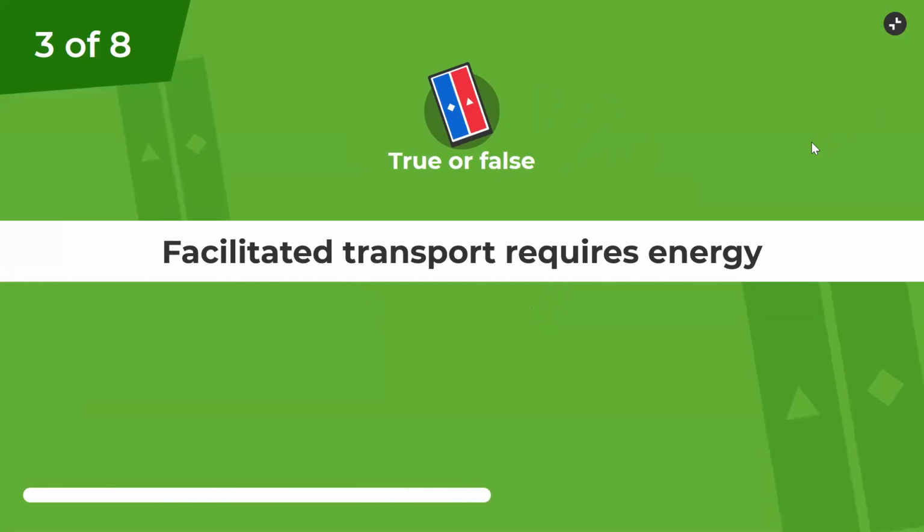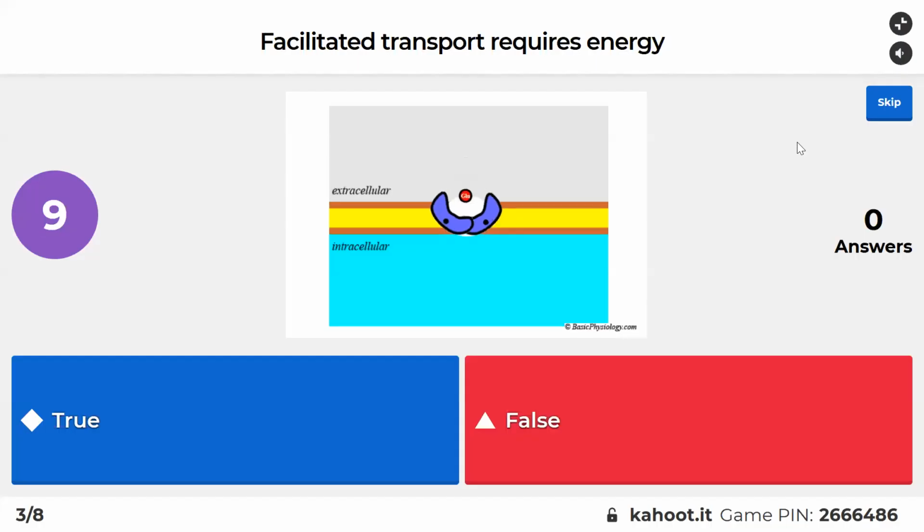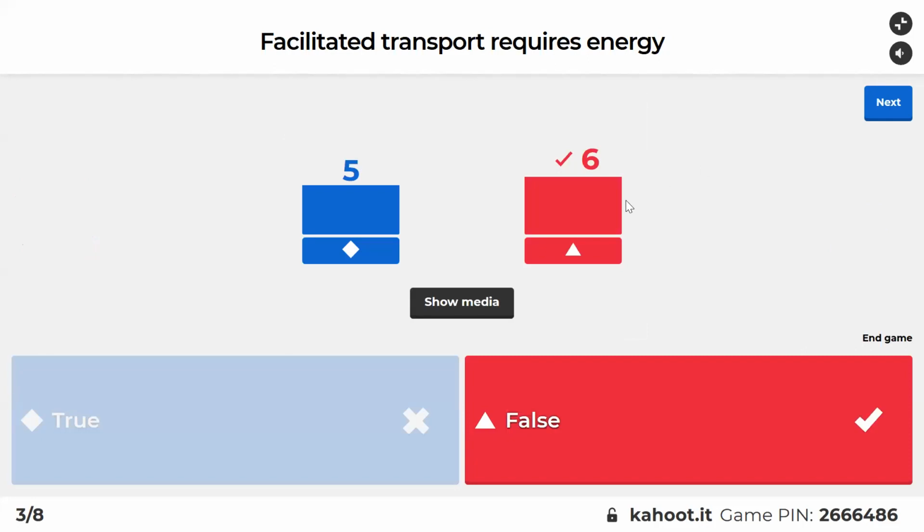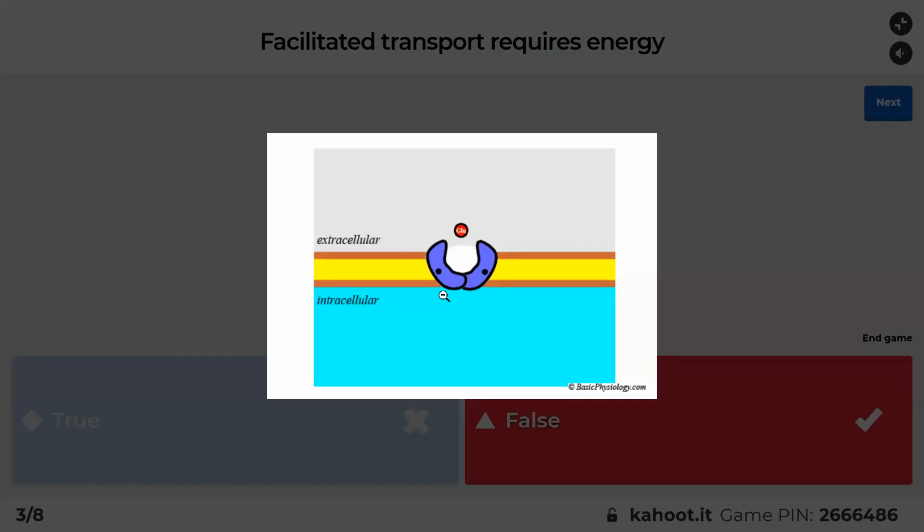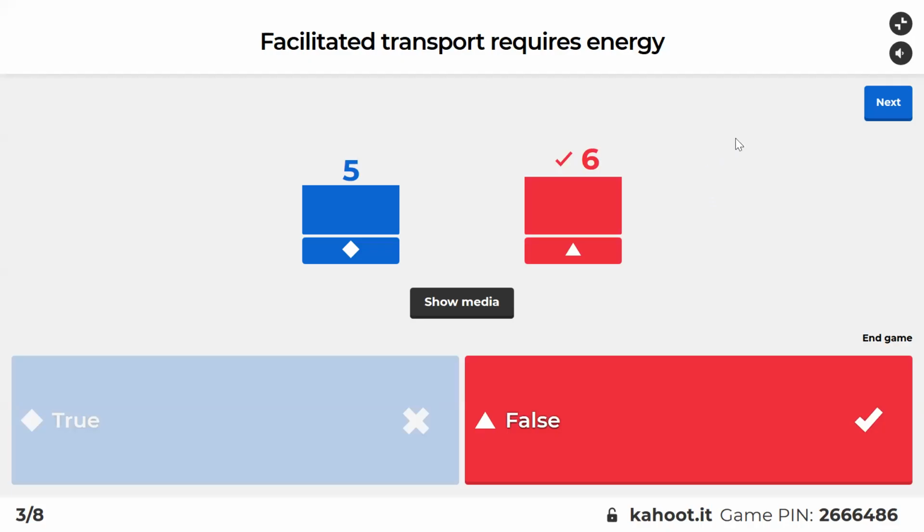Question 3, facilitated transport requires energy. False. So facilitated transport is a type of diffusion. And as you can see in the diagram here, it requires a protein. Sometimes it's these hinged ones, sometimes they're channel proteins, but it requires no energy.